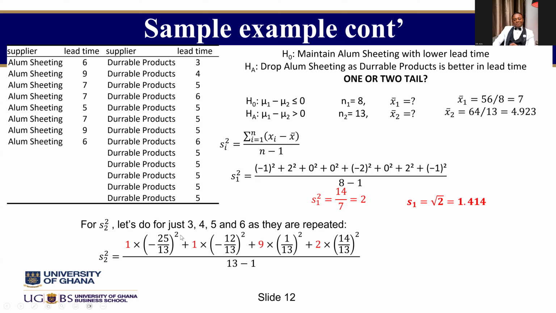What I've decided to do for the second one, you can do it any way you like. You can just use the 4.9, but I just wanted to do some cancellation. If you use my approach, it might be slightly confusing because I'm just seeing that 3 appears only once, 4 appears only once, and look at 5. 5 appears 9 times, so that's this one. And then 6 appears only twice. So I'm using that approach to do the calculation. If you use that, you're going to get something like this.